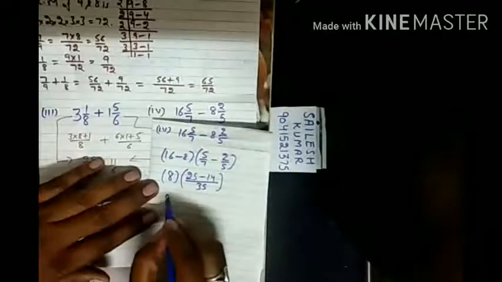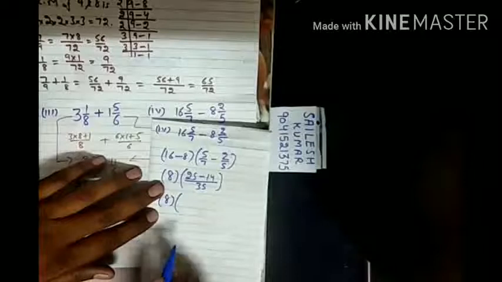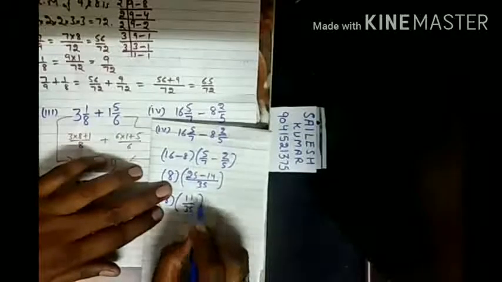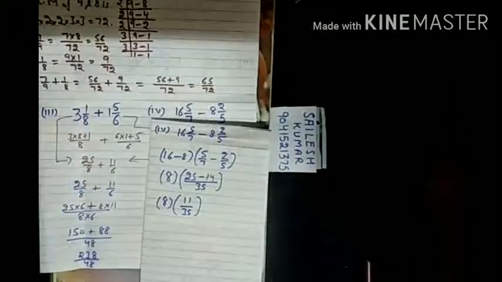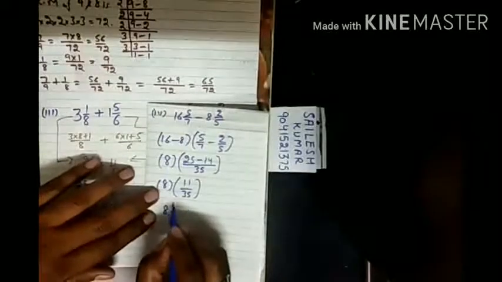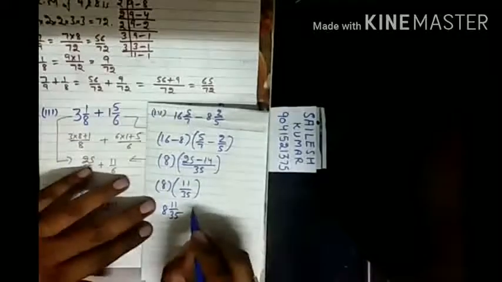Now 8 is a complete number. Now 25 minus 14, that is 11, and here is 35. Now you see 11 and 35. These are not divisible by any common table. So therefore my answer is 8 and 11 by 35. This is the answer.